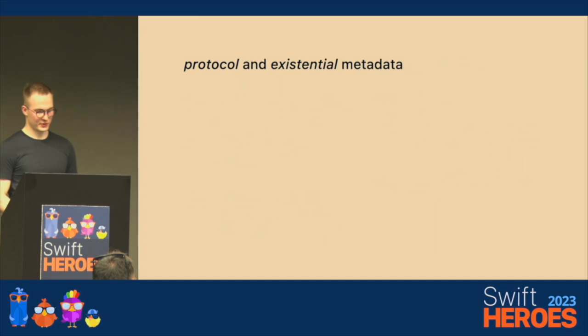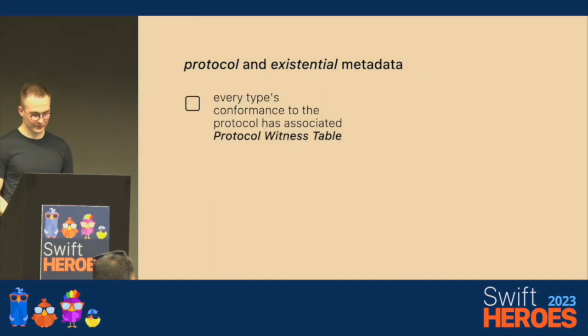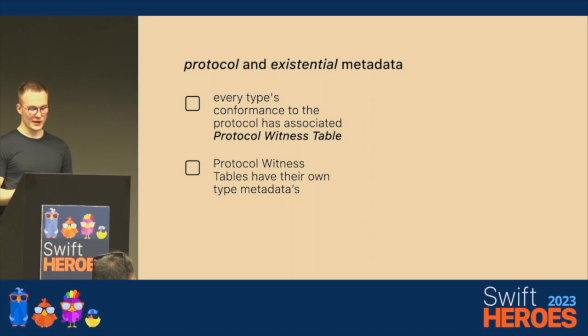And the third and last one is protocol and existential metadata. The protocol witness table is a function table of the type's conformance to the protocol's interfaces. If the protocol also has an associated type requirement, then the witness table will store the metadata for the associated type. A protocol descriptor describes an individual protocol constraint, such as whether it is a class constraint, the size of conforming witness tables, and protocol descriptors for any protocols it refines.